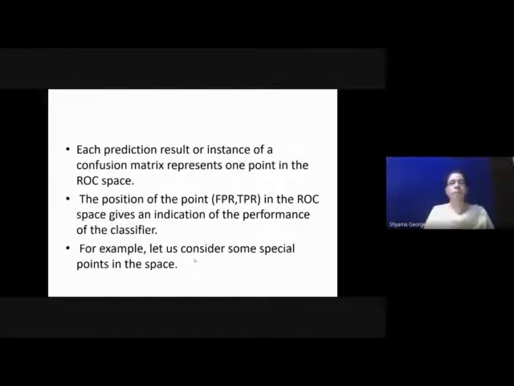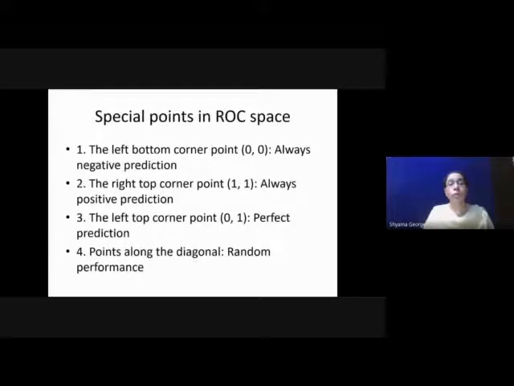One is the left bottom corner, the point (0, 0). In the ROC curve, the left bottom corner, that is (0, 0), is always giving the negative prediction. And the right top corner (1, 1) gives the positive prediction. And the left top corner (0, 1) is the perfect prediction. The points along the diagonal represent random performance.